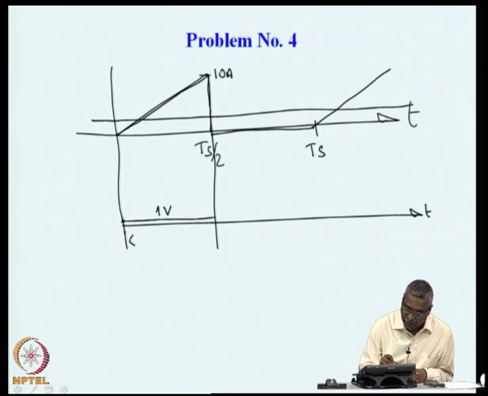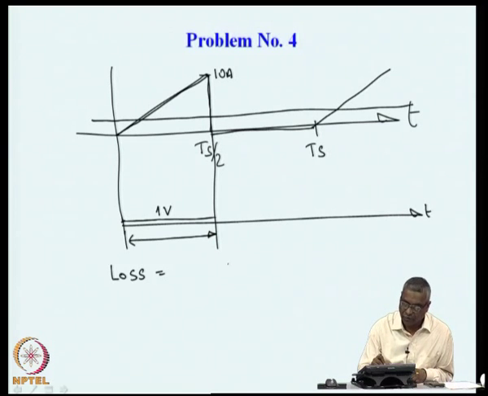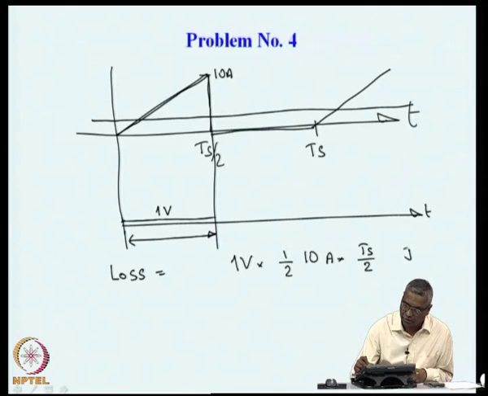So, during this interval, the loss is 1 volt multiplied by the average value of this current, which is 1 by 2 into 10 ampere. It is linearly increasing from 0 to 10, and this duration is Ts by 2. So, this is the total energy loss in joules.